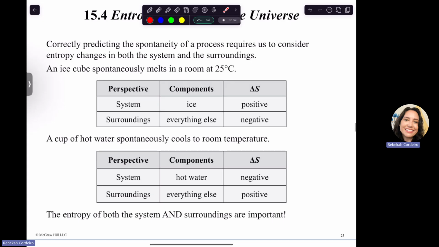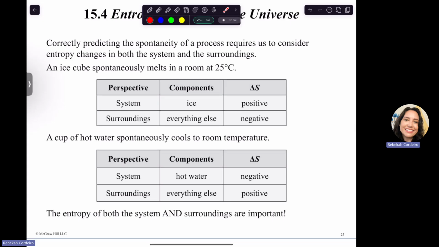A cup of hot water cools to room temperature. The system is the hot water. The hot water cooling is a decrease in temperature, which is decreasing our entropy. But the surroundings around the hot water are increasing in their temperature, so that's a positive change. The entropy of the system and the surroundings are always going to be opposite.